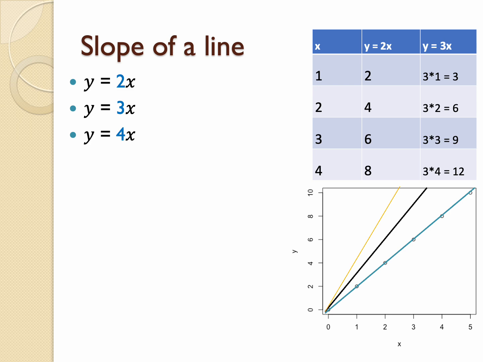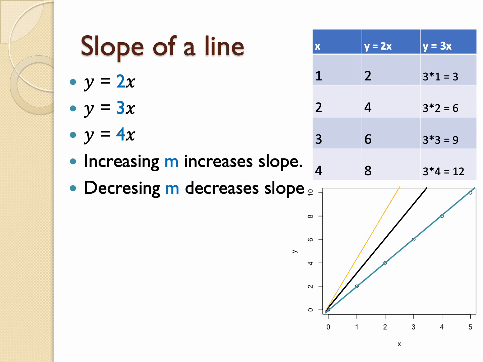So in general, I hope you can see a pattern emerging. As we increase m from 2 to 3 to 4, what is physically happening is that the slope of the lines that we see is also increasing. Whereas if we read the numbers in reverse, like we go from y equals 4x back to 3x and back to 2x, we can also say that decreasing m decreases the slope of the line. Now you may be wondering, is slope always a positive number, or is m always a positive number? Not necessarily. We could also have a negative slope.